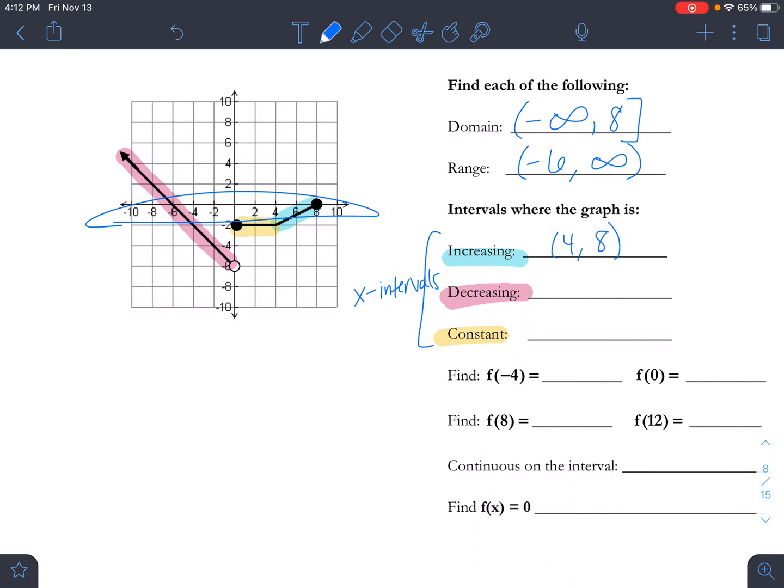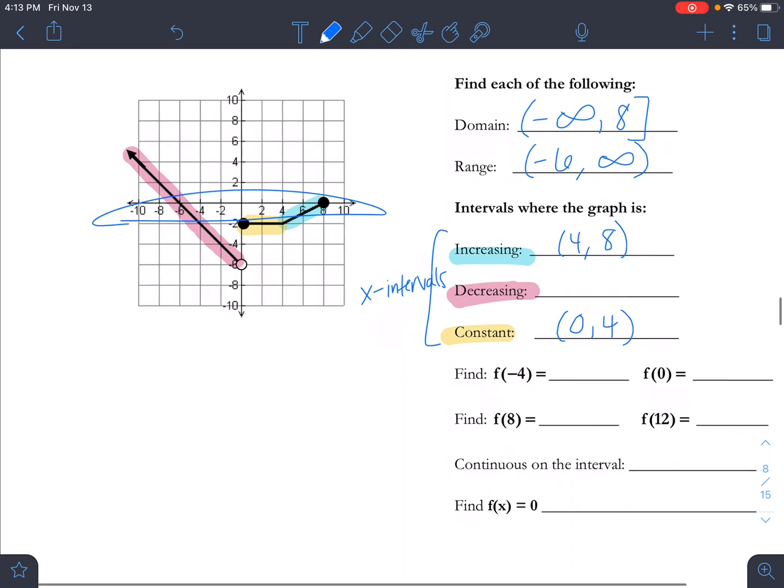You can also put brackets, it doesn't matter. For increasing, decreasing, and constant, I'm pretty flexible about brackets versus parentheses, and again, we'll talk about that more. Constant, that would be from the x values of 0 to 4. Again, what x values? From 0 to 4, I had a constant slope, or that 0 slope.